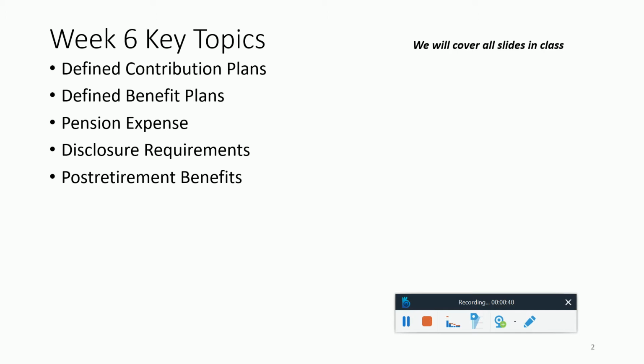So today we are going to talk about 5 different topics. We're going to talk about the difference between a defined contribution plan and a defined benefit plan. We're going to spend a lot of time talking about the components of pension expense, and then we'll end the lecture with a discussion over the disclosure requirements, as well as post-retirement benefits, which are slightly different than the typical defined contribution plan or defined benefit plan.